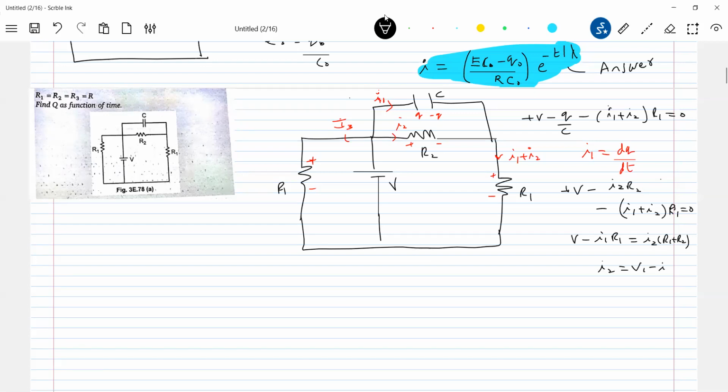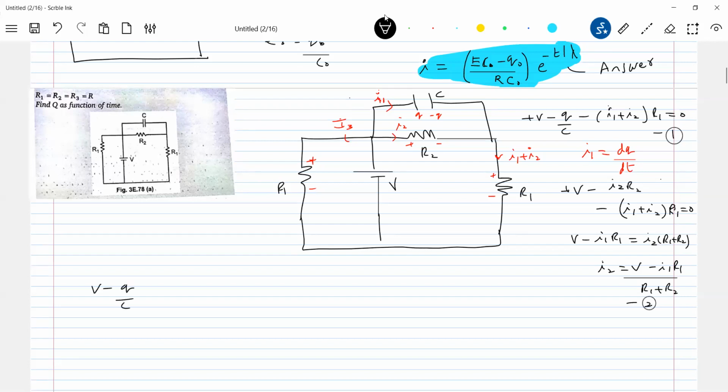Substituting this value of I2, you have to substitute in equation 1. Put 2 in 1, so then you'll get the whole equation in terms of I1 and dq. Then integrating will get the expression for charge.